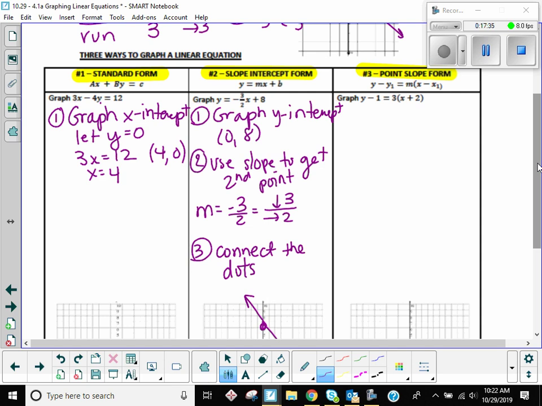And so to find the y-intercept, so this is step 2. To graph the y-intercept, okay? And this works the same way.